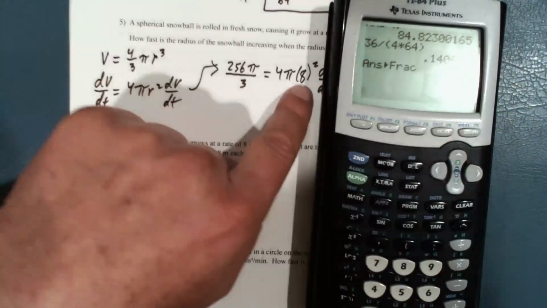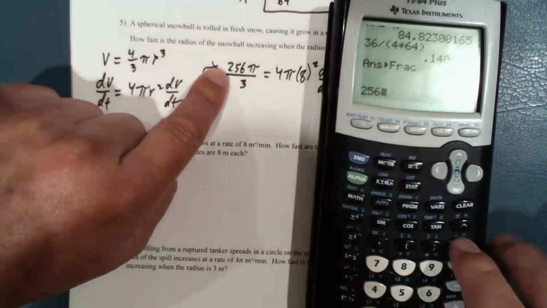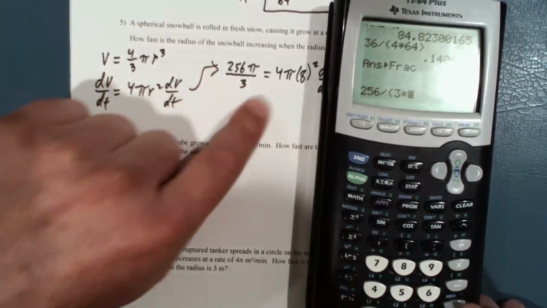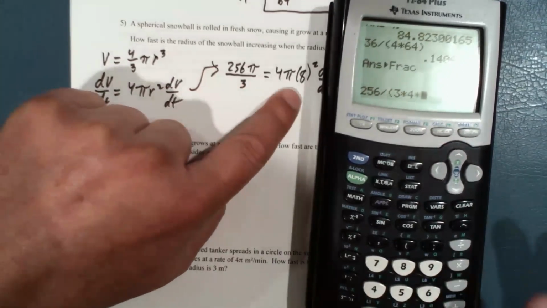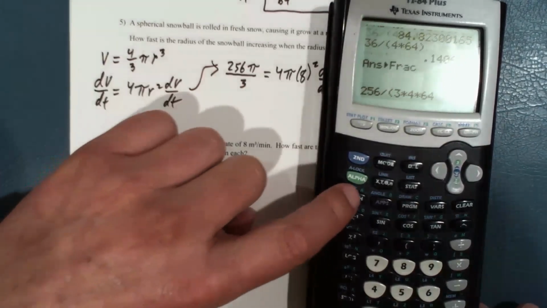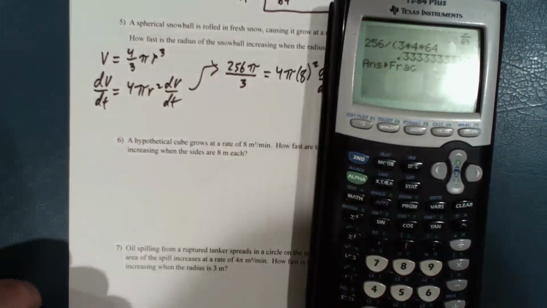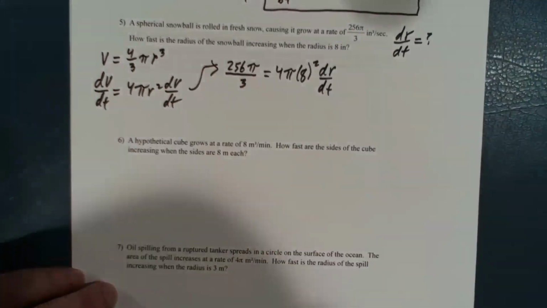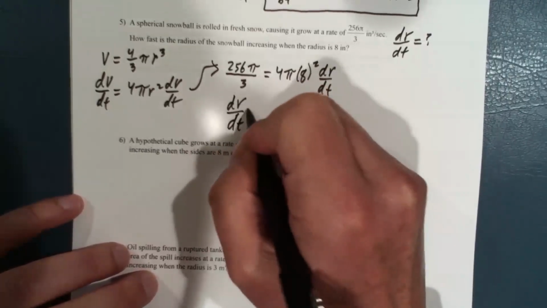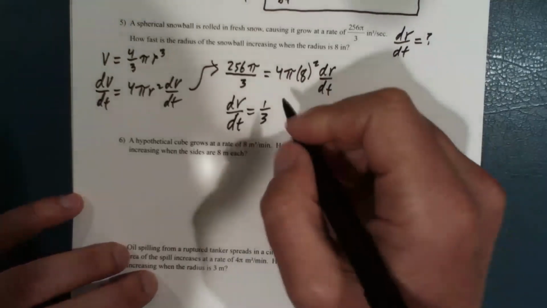So when I divide all that, I'm going to get 256 divided by 3 times 4 times 64. And we're going to need to convert that to a fraction, which it looks like it's 1/3, which it is, which means dr/dt is 1/3 inches per second.